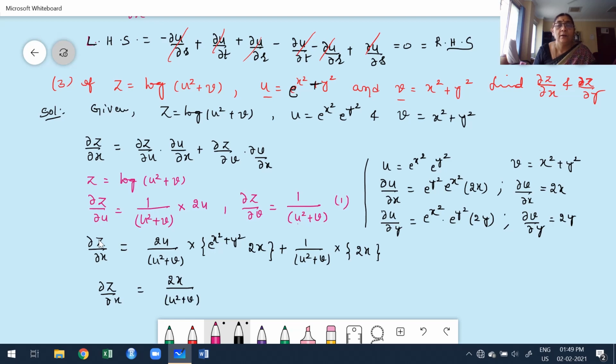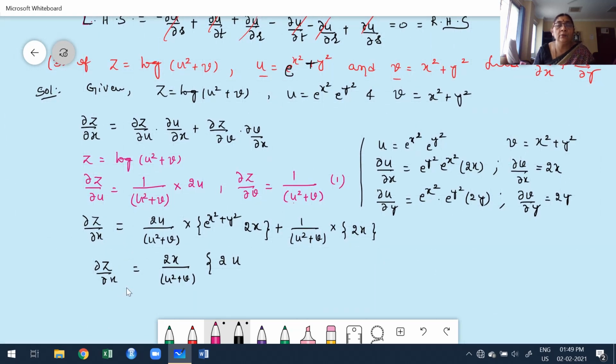Fine. What's the remaining now? The remaining is nothing but 2u. Try to understand that: 2 into 2u into e power of x square plus y square. What is e power of x square plus y square? It's nothing but u. We get u into u is u square. Keep in mind, we have taken 2x by u square plus v as a common factor. 2u into e power of x square plus y square is nothing but u. We get u square plus 1.